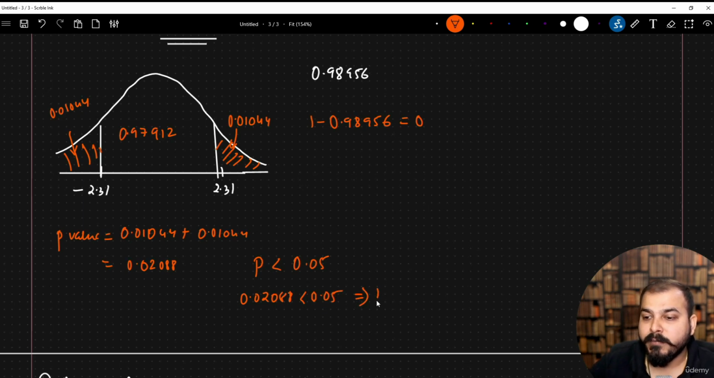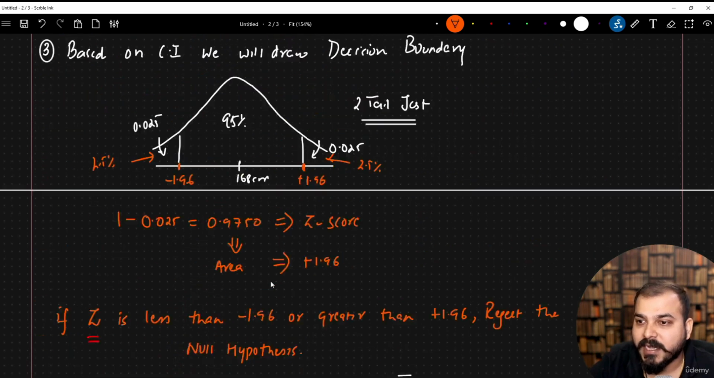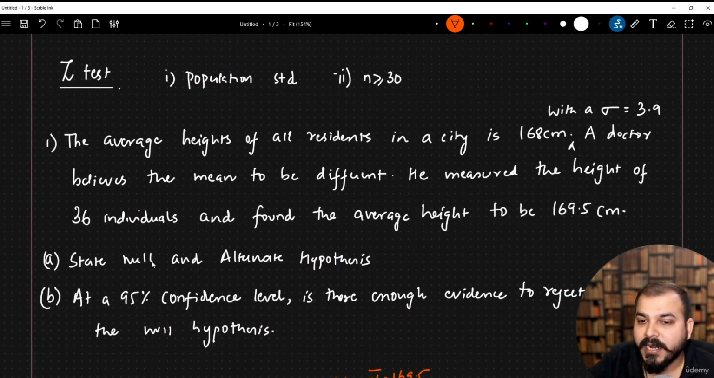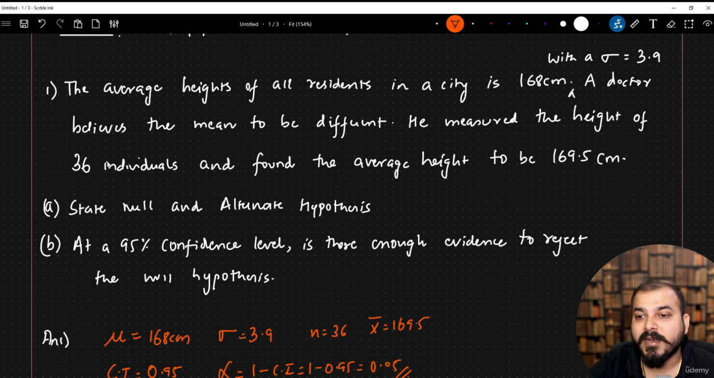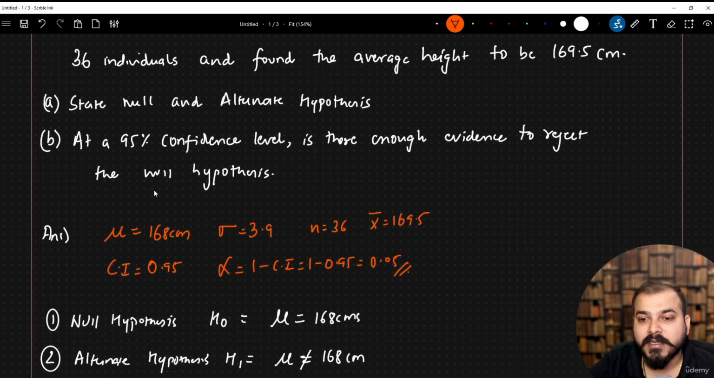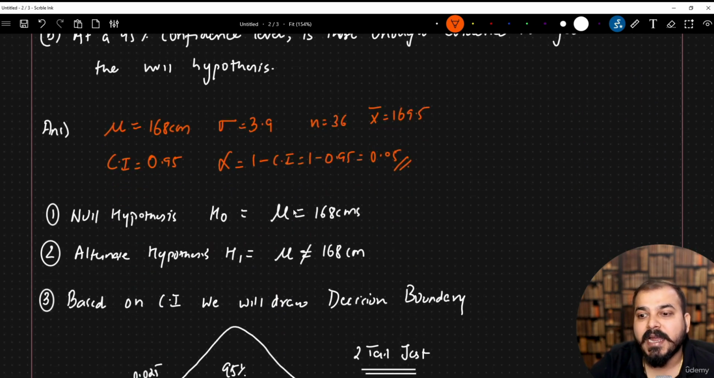So what do we conclude? We really need to reject the null hypothesis. What was the null hypothesis? That the mean is equal to 168 centimeters, right? But from the sample data the doctor has collected, this is the assumed information. The doctor is trying to verify it from the sample information. So if he has collected 36 individuals and the height was 169.5 centimeters with 95% confidence interval, it is rejecting the claim that the mean was 168 centimeters.